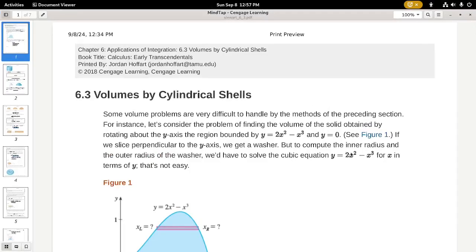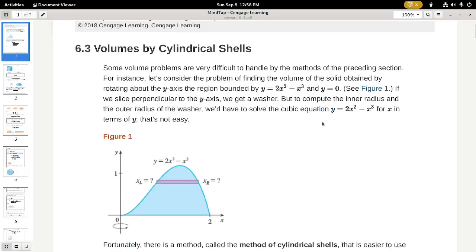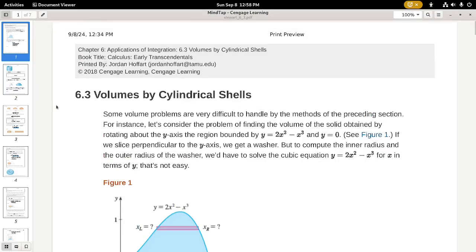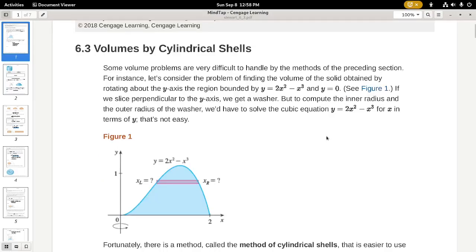Alright, today let's talk about section 6.3 in your book, volumes by cylindrical shells. So last time we talked about how to compute volumes using the disk method or washer method, and sometimes that's not the best way to compute a volume, so here's just another way to do it. This is just your chapter in your book. I'm just gonna go through it and read through it basically.